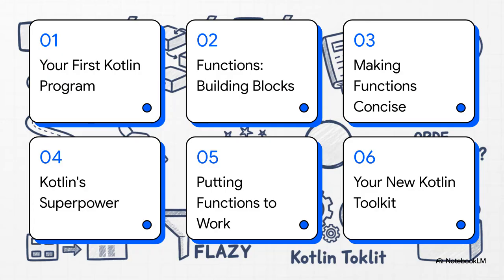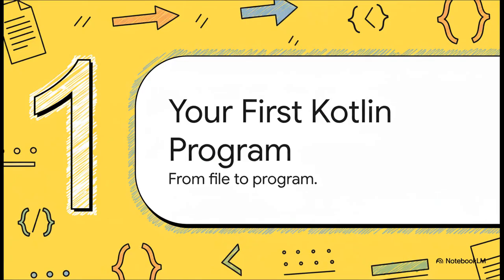All right, so here's the game plan. First, we're going to write your very first Kotlin program. Super simple. Then we'll get into what functions are all about, the real building blocks. After that, we'll look at how to make them clean and concise, and then, the really cool part, Kotlin's functional superpower. We'll wrap it all up with a practical example, and you'll walk away with a whole new toolkit. Let's go.